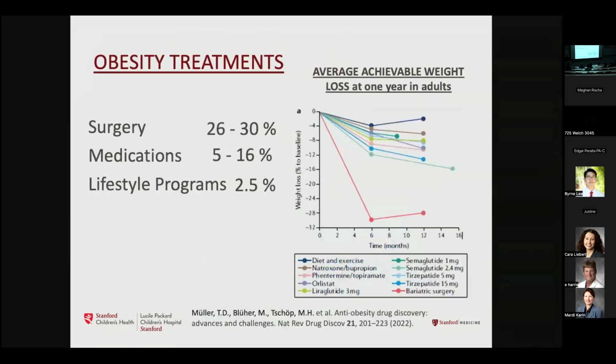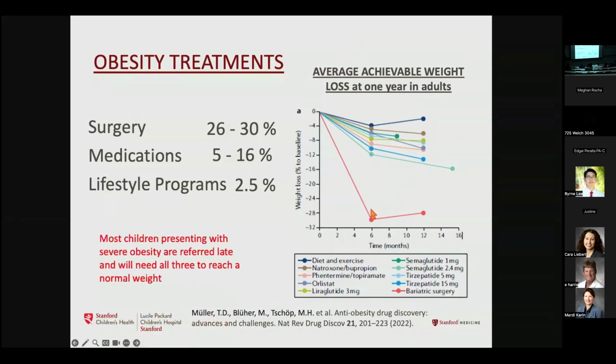So what are the treatments? We have surgery, which works quite well. You get 25 to 30% total body weight loss. Medications can lead to 5 to 16% total body weight loss. And lifestyle programs will cause about 1 to 2%, and that's all shown in these curves over here. This is lifestyle, this is medication, and this is surgery.